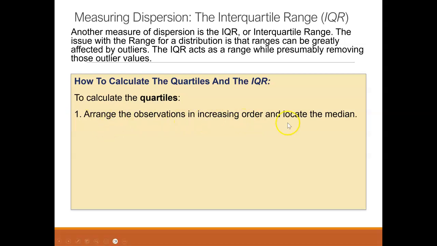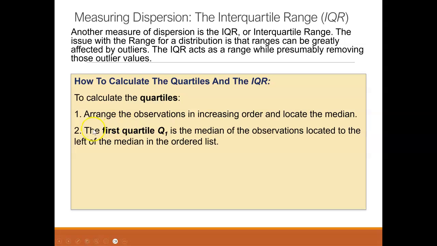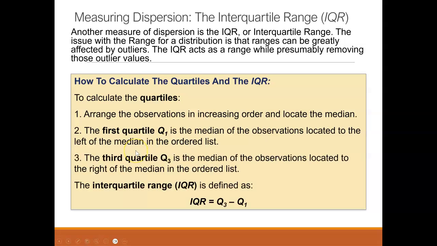So again, we arrange the observations in order and locate the median. The first quartile is the median of the observations to the left of the median, and the third quartile is the median of the observations to the right. So the interquartile range is just the difference of Q3 and Q1. Again, does the calculator give you Q3? Does it give you Q1? Do you have to do the subtraction on your own? Yeah. Okay. So I'm going to use that interquartile range to determine if a data point is an outlier or not. Let's look at how we do that.